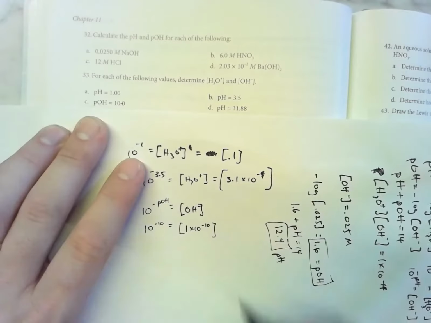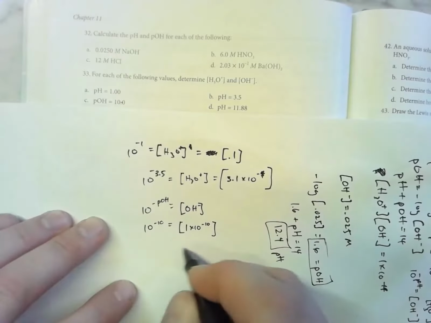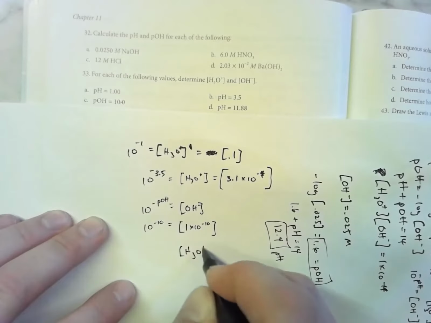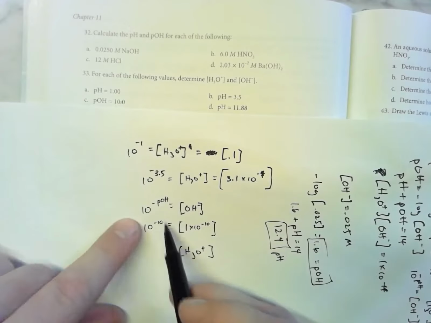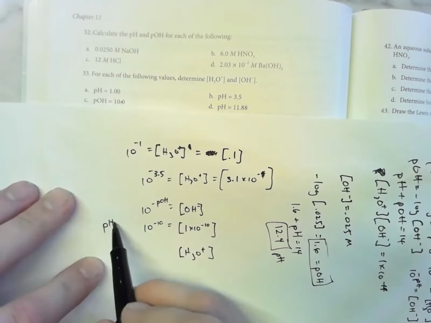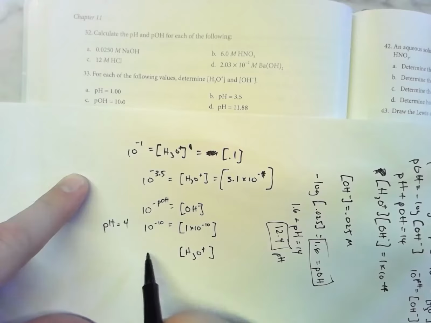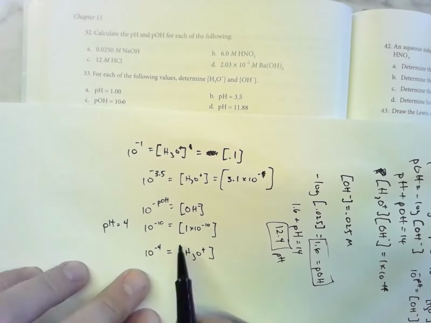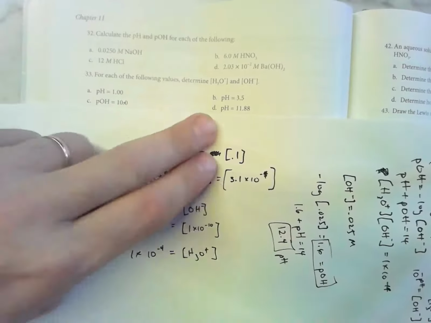All right, and so to get the H3O plus, what do we need to know? We need to know the pH. So what do we say? We said the pOH is 10, so pH is equal to 4. So 10 to the negative fourth is equal to that. And we just added 1 times there. Okay, that's nice and straightforward. Let's look at this one though.